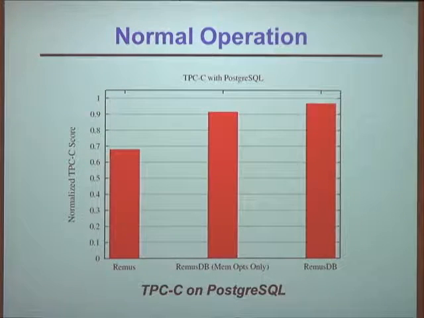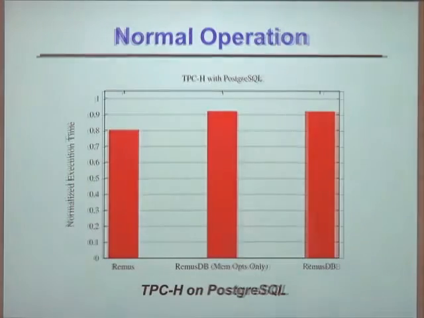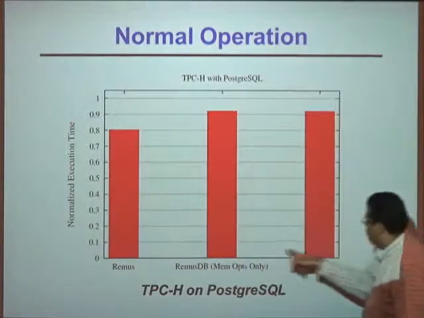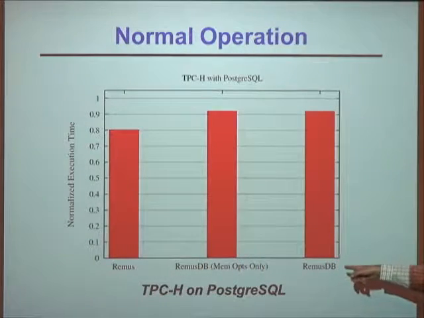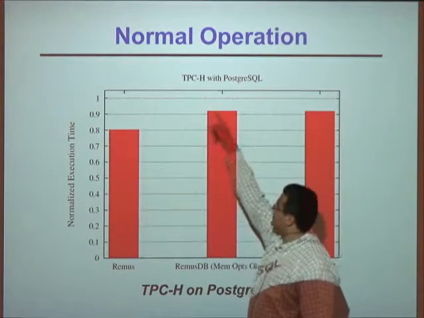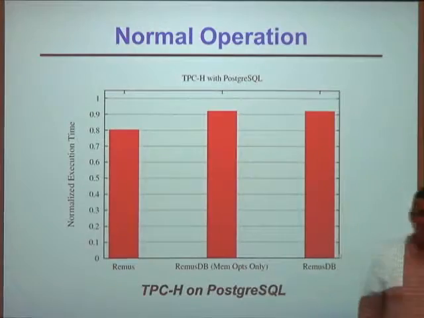Now the picture is a little bit different with TPCH. TPCH doesn't have this back and forth between client and server, so it doesn't benefit that much from commit protection. It doesn't benefit that much from the non-transparent network optimization. But we do get a significant performance boost using the memory optimizations.